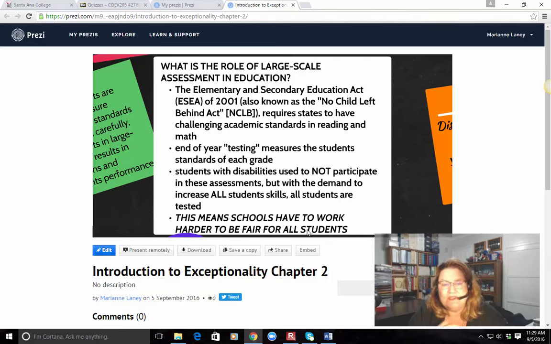Okay, at the end of the year testing, it measures the students' standards, right, what they've learned. But if they're not being taught properly and they don't have the right accommodations, that will also show up as well. And students with disabilities used to not be able to do that, and now they're in together with the right supports. Like, for example, my son, he's in a mainstream class, he has an IEP, he's severe ADHD, and he takes these tests, and I tell you what, we just got the test results back from the end of the year test, and he did not do very well, not at all.